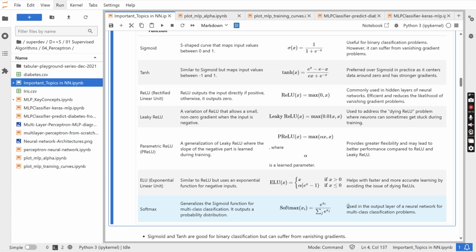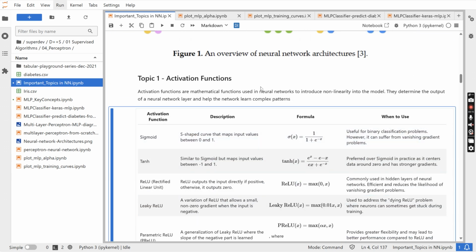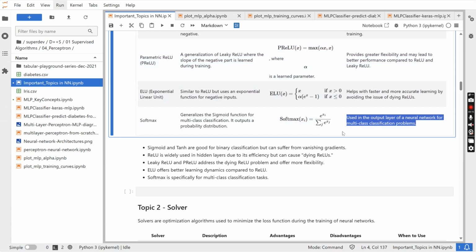Softmax is used in the output layer of the neural network for multi-class classification. We'll revisit all these topics in deep learning, but for now, as a foundational class, just remember this.